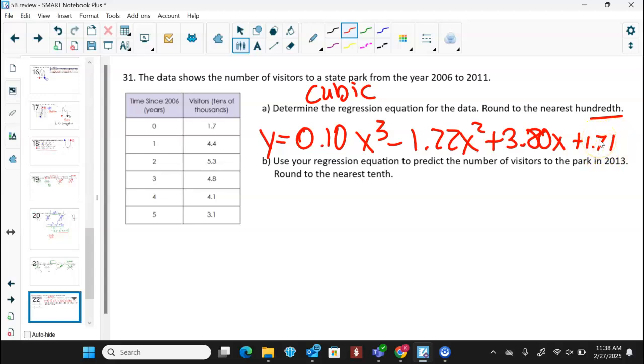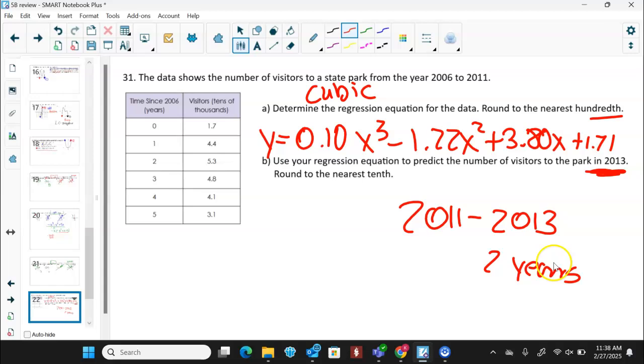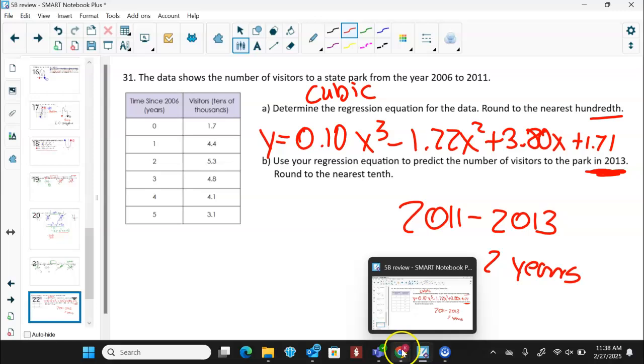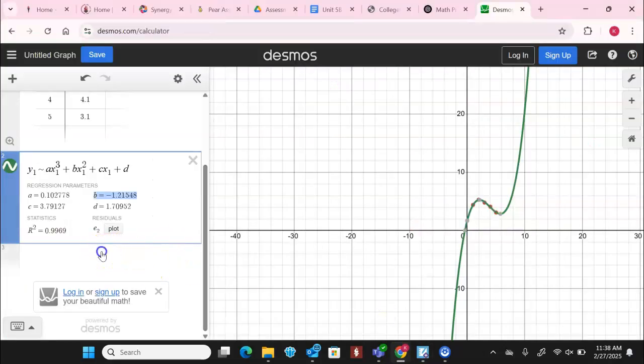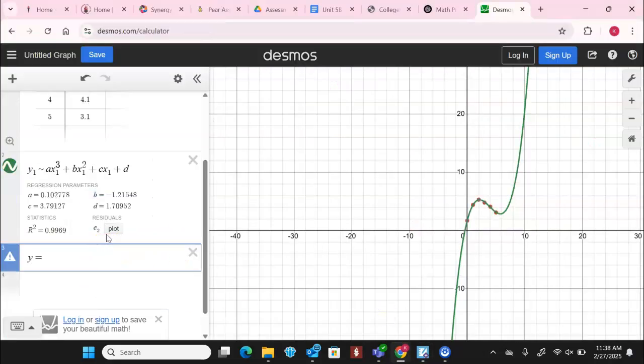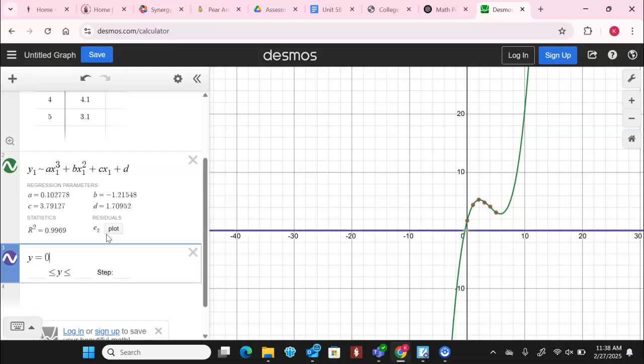Now, use this regression equation to predict the number of visitors in the park in 2013. This shows from 2006 all the way to 2011. So what we're going to do is figure out from 2011 to 2013, how many years is it? 2 years. So we're going to plug the 2 years in. We're going to write down that equation, y equals, the way we want it rounded, so it's going to be 0.10.